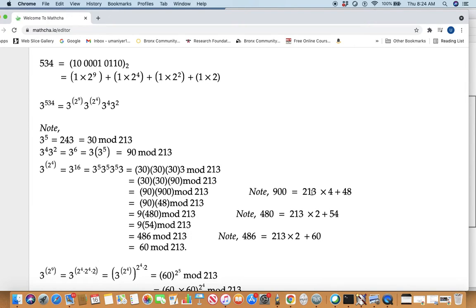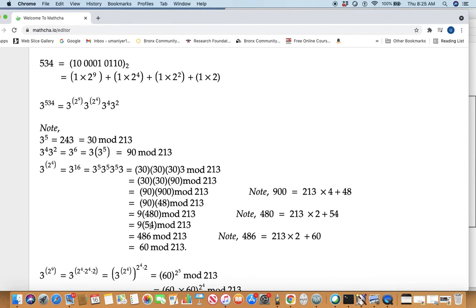852. So is it 52? 26, 52. That's correct. 852. Whatever is left is 48. Aha, so that 900 got reduced to 48 modulo 213. So I take a 10 from here, make it 480. 480, again 213 times 2 is 426. So 54 left. So that reduces to 54 modulo 213.